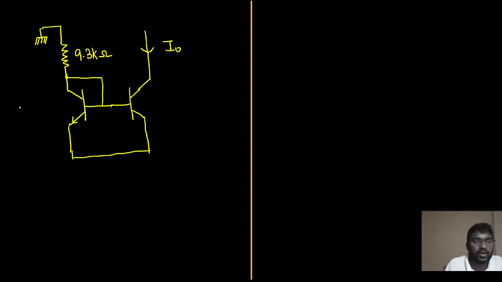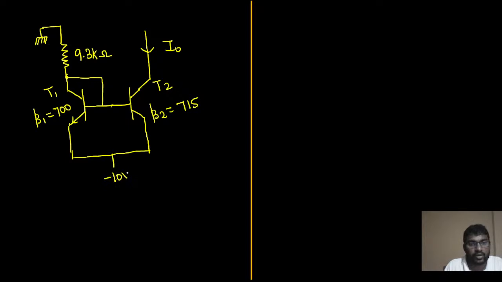Some of you might be knowing about it. So B1, this is transistor T1, and this is transistor T2. The value of B2 is 715 and the value of B1 is 700. They are given. Two different transistors. Here a negative voltage is connected, -10 voltage is given. That is all, no other data is given.